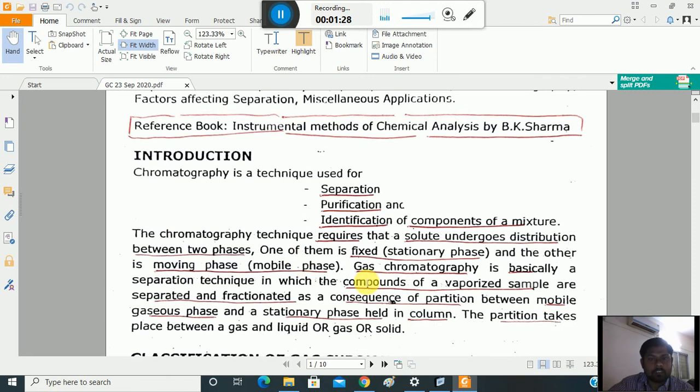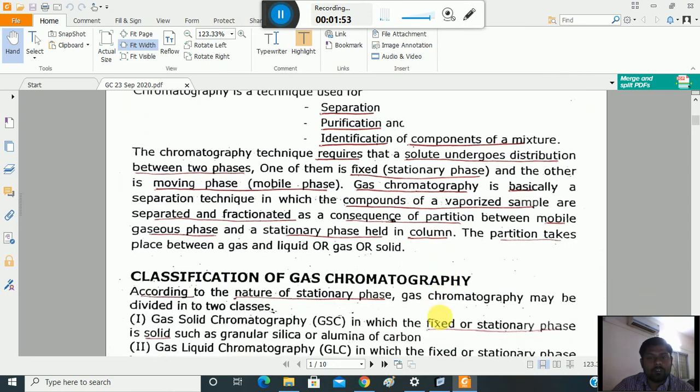Gas chromatography is basically a separation technique in which the compounds of a vaporized sample are separated and fractionated as a constituent of a partition between a mobile gaseous phase. That means in gas chromatography, the mobile phase is gas and the stationary phase is held in a column. Now the partition may take place between gas and liquid or gas and solid.